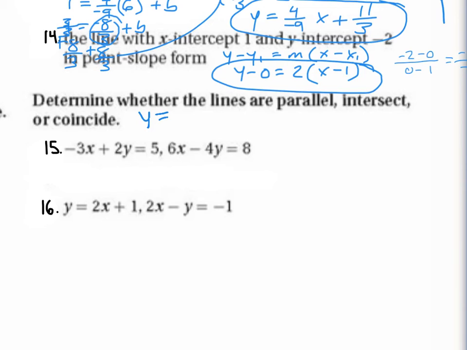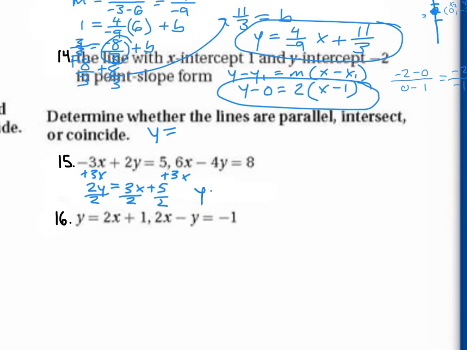So what can we do for our first formula here to get it to y equals? Add the 3x to both sides. So we get 2y is equal to 5 plus 3x. So now we divide by 2. And we get y is equal to 3 over 2x plus 5 over 2.